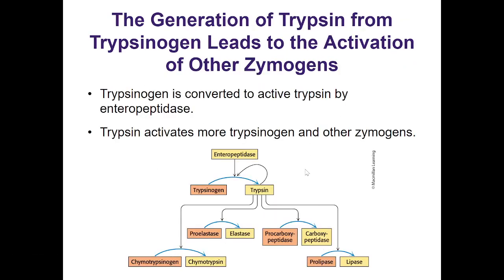So the generation of trypsin from trypsinogen is going to lead to the activation of your other zymogens. The trypsinogen is actually going to be converted to the active trypsin by enteropeptidase. So the trypsin is going to activate trypsinogen and other zymogens. This is actually the activation cascade. Okay, remember this is a cascade because it's going to give you a burst.